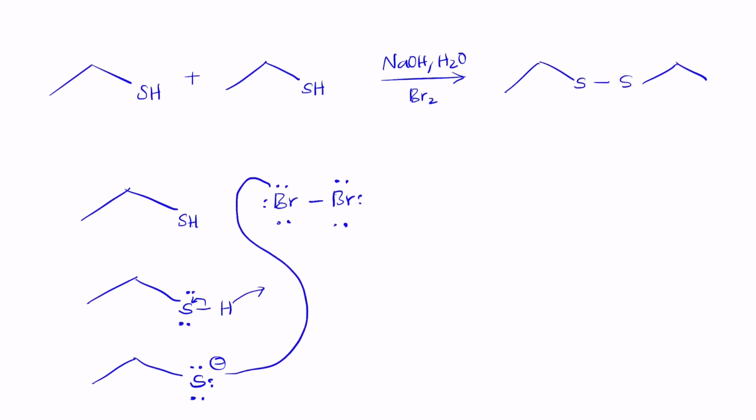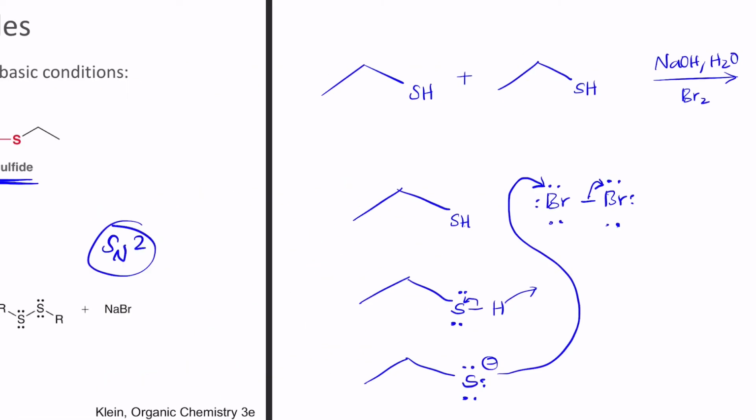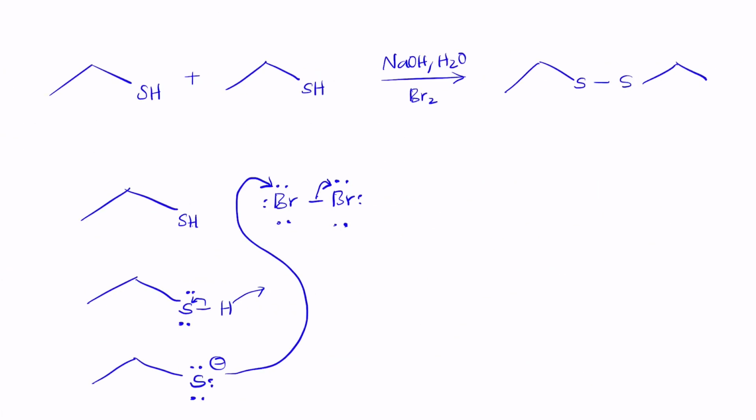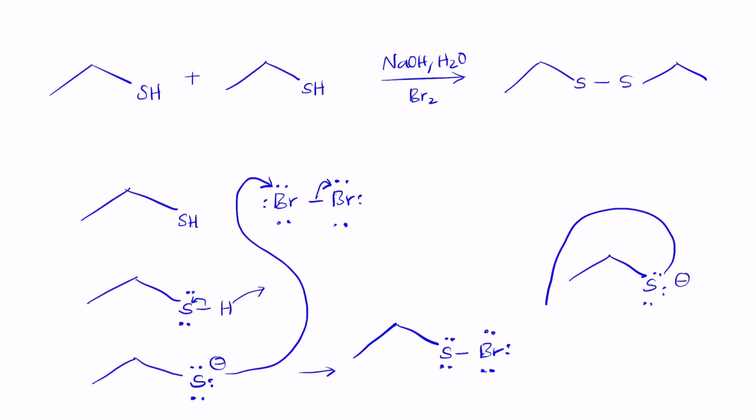The bromine donates its electrons back to the other bromine and creates an intermediate compound with S-Br. But this is generally going to be unstable because bromine is highly electronegative in comparison to sulfur. So another S minus will come and attack.